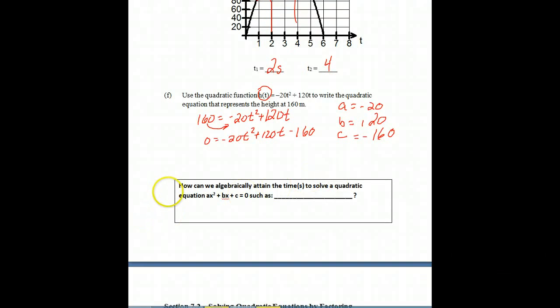So how can we algebraically obtain the times to solve the quadratic equation? Well, what we're going to do, we're going to learn how to factor. So factoring will come into play here, and what we just learned here is also graphing.